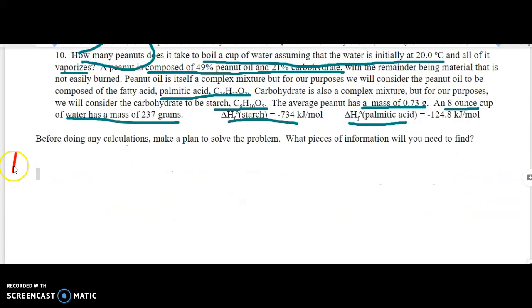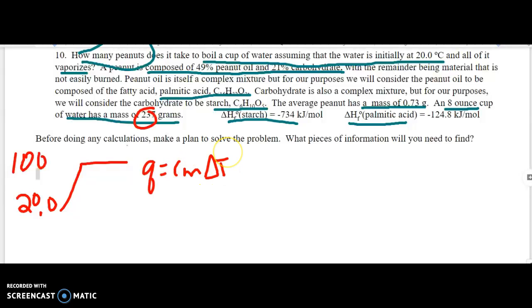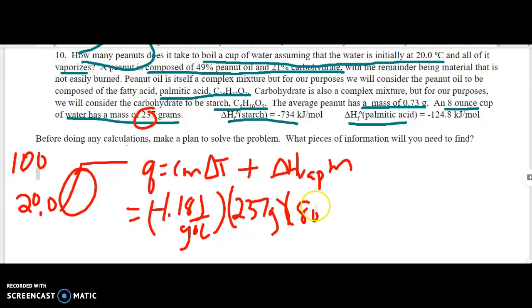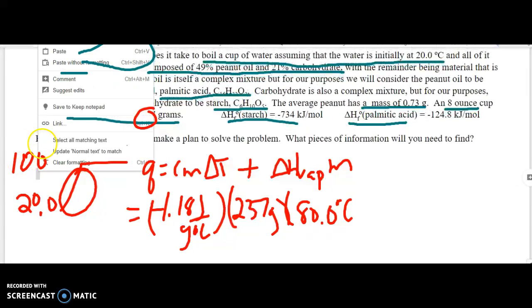The first thing I might look at is that the water boils at 100 degrees, and I'm starting at 20. So I have this diagram to deal with. I have this mass, so Q equals c m delta T for this portion of the temperature change, plus delta H vap times m. Just substituting what I know: 4.18 joules per gram degrees Celsius times 237 grams times 80. Again, that's going from 100 degrees down to 20 degrees.